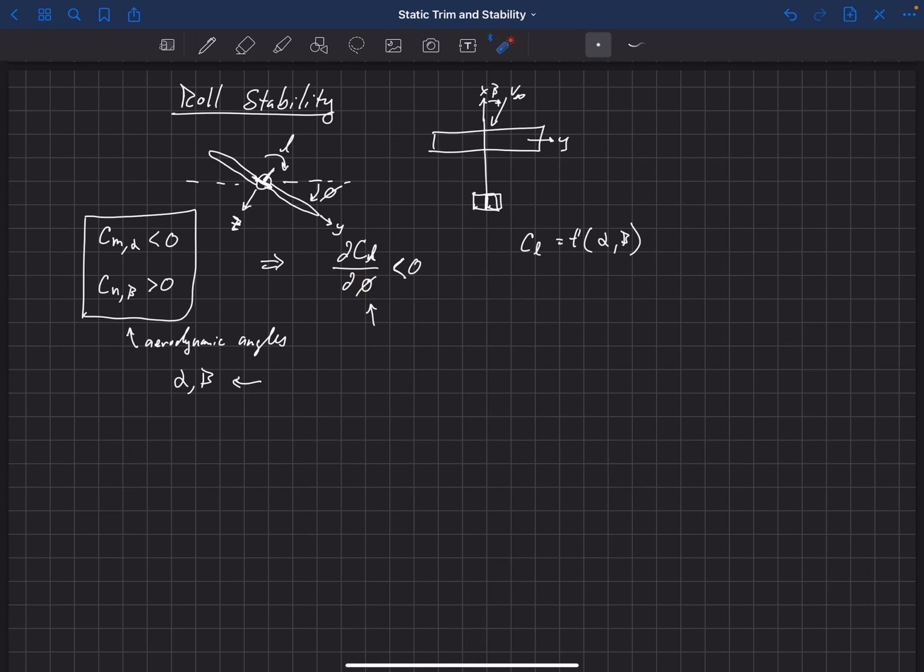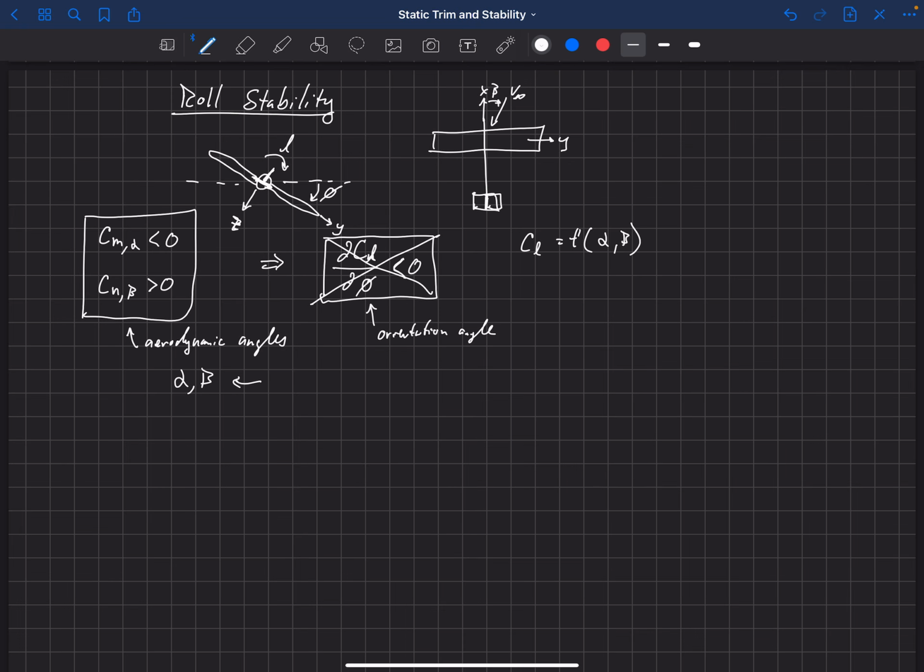The bank angle is an orientation angle. It simply tells us how the aircraft is oriented relative to the Earth. It does not tell us how the aircraft is traveling relative to the surrounding air. And so this definition here for roll stability just simply does not work, because phi is an orientation angle, not an aerodynamic angle. So we need to define this in terms of an aerodynamic angle.